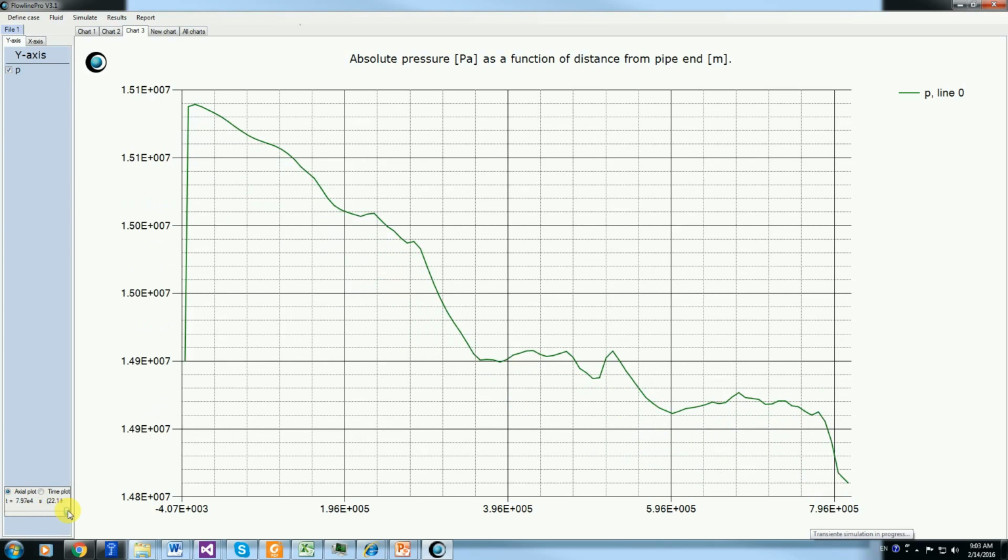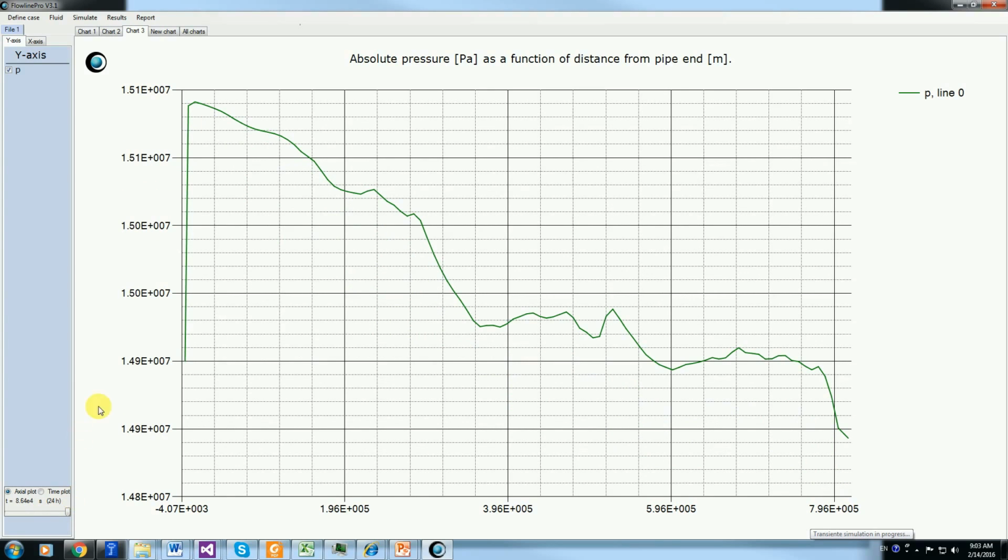So after 24 hours, the pressure turns out to be pretty constant throughout the pipeline. It's approximately 14.9 megapascal in the whole pipeline then. Pretty constant through the whole pipeline.